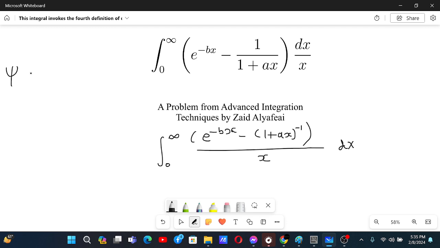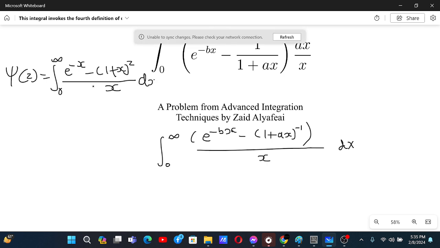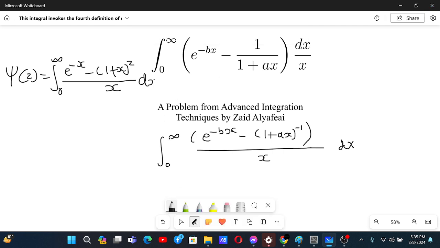So basically we have a definition of the digamma function in integral form like this: e to the power minus x minus 1 plus x to the power g by x dx. If you want a derivation of this formula, I will attach it over here. Do check that derivation if you want it. Now let us begin with this problem.